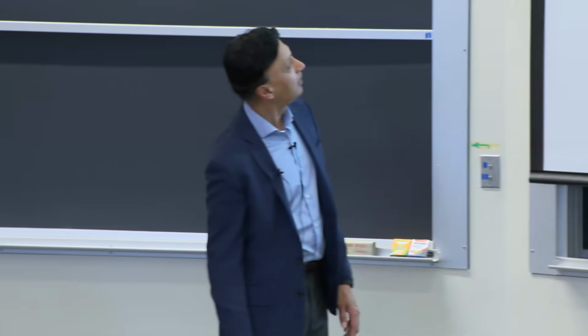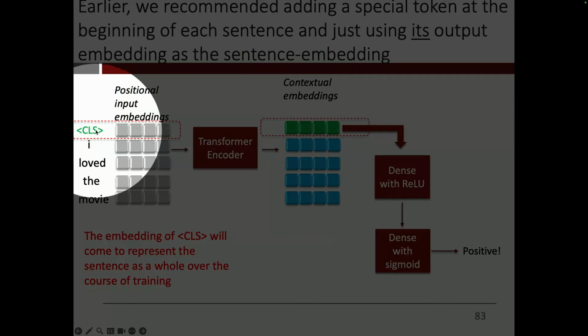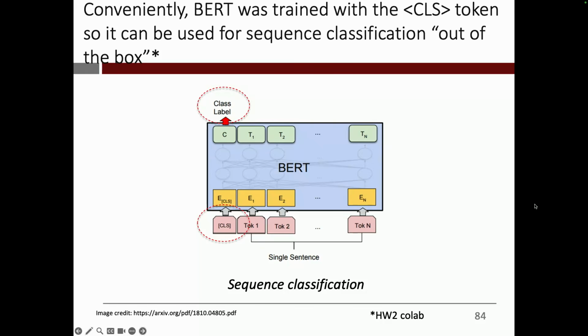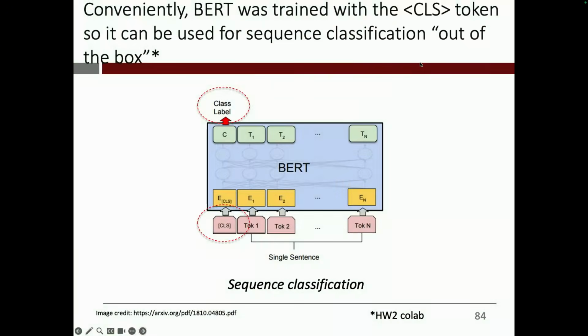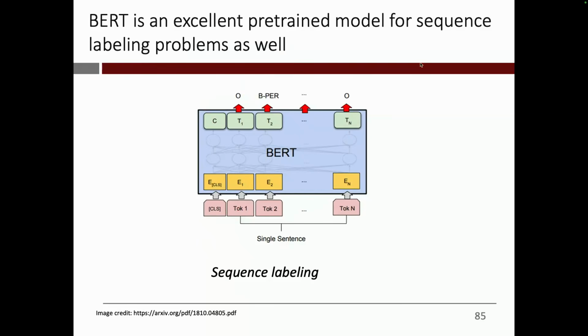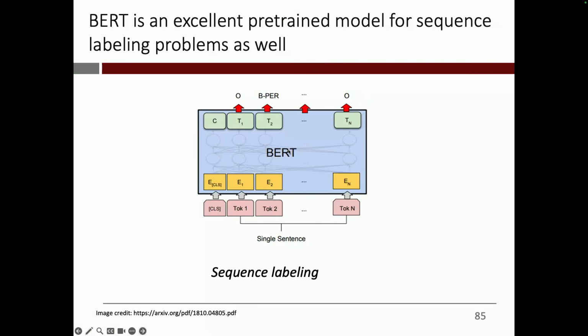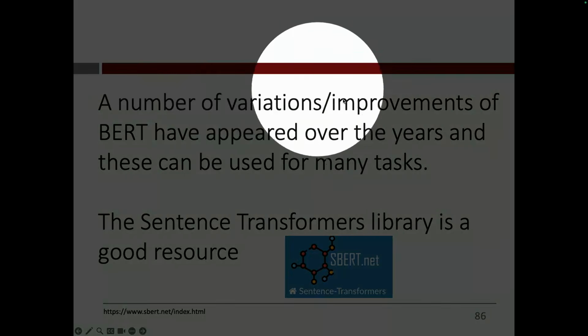Okay, so remember we said that to solve sequence classification, you can add a little token at the beginning, and then use it for classification. As it turns out, the people who built BERT very conveniently used the CLS token during training, so it's available for us out of the box. So when you use BERT for sequence classification, you don't even have to do any surgery on it. It just gives you the class token automatically, which is very convenient. And you can also use it for sequence labeling as well. So for sequence classification and sequence labeling, BERT is usually a really good starting point. And in particular, there have been lots of improvements and variations of BERT over the years.